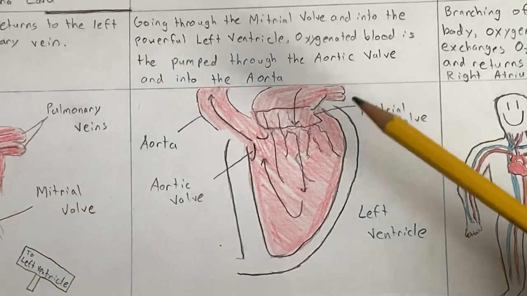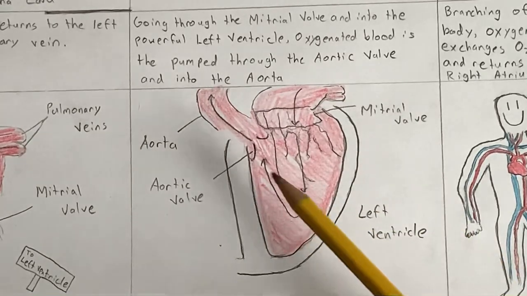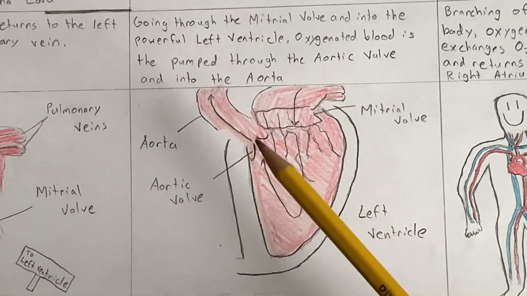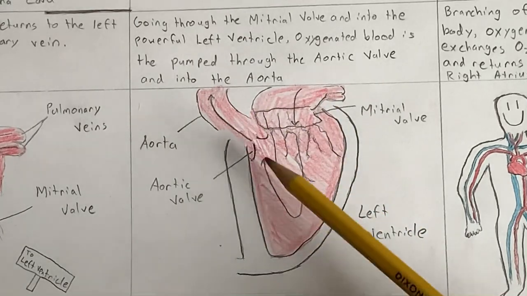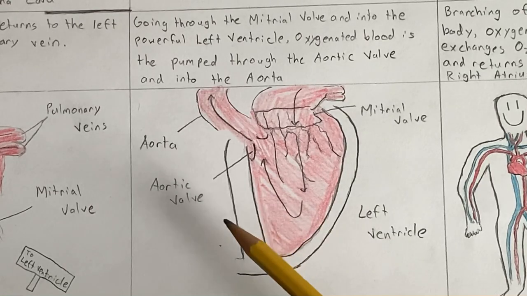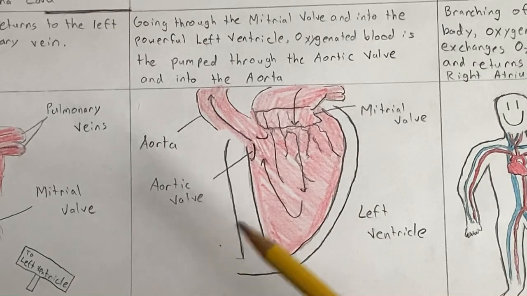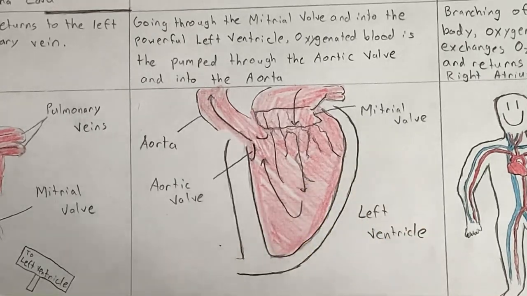Going through the mitral valve, the powerful left ventricle pumps oxygenated blood through the aortic valve and into the aorta, which takes it to the rest of the body. And this right here is your intraventricular septum, which separates the two ventricles. And it's really important because it prevents oxygenated and deoxygenated blood from mixing.